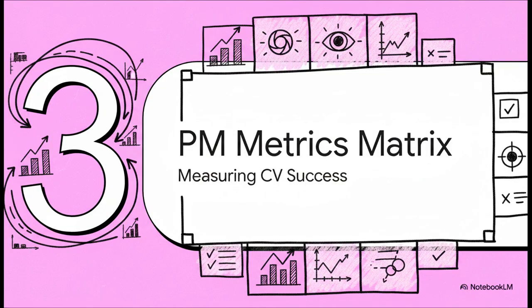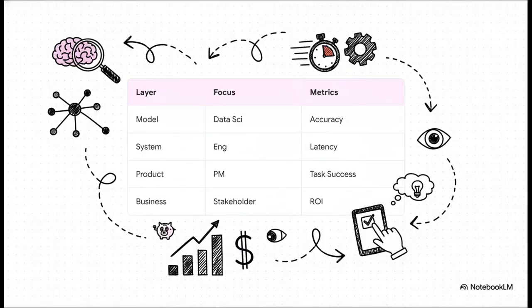But how do we actually know if these features are working out in the wild? Well, that brings us to Section 3, the PM metrics matrix. As a product manager, you're sitting right at the center of 4 distinct and honestly often totally conflicting layers of metrics. You've got your data scientists, and they are understandably obsessed with model metrics, like accuracy. Then your engineers are laser-focused on system metrics like latency and throughput or frames per second. Meanwhile, you own the product metrics. Did the user actually succeed in their task? How long did it take?